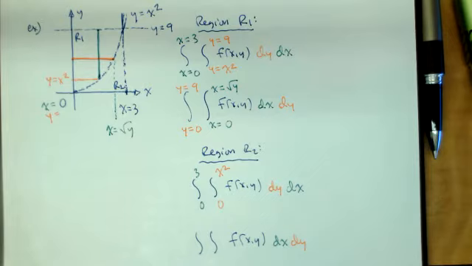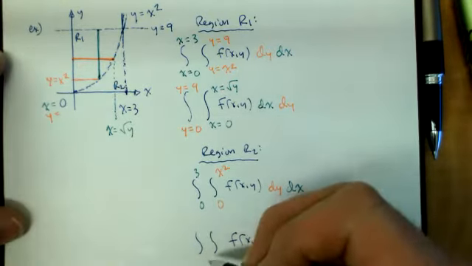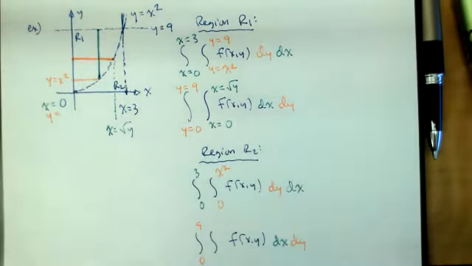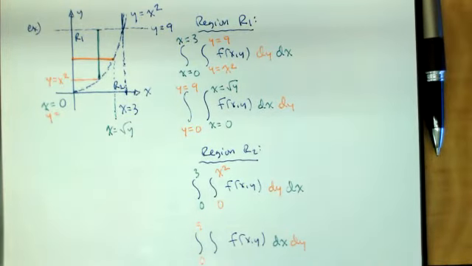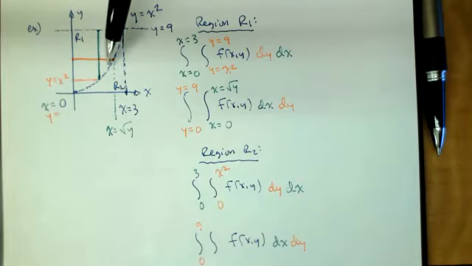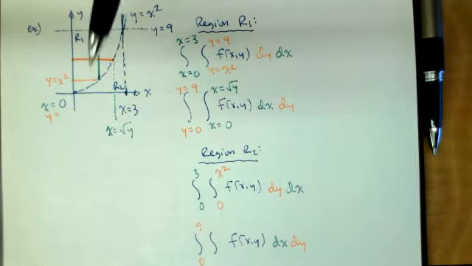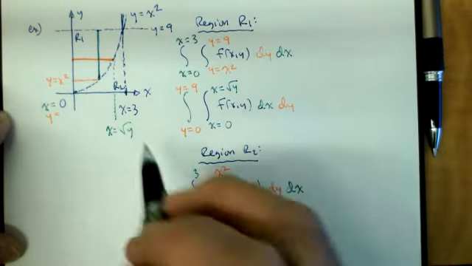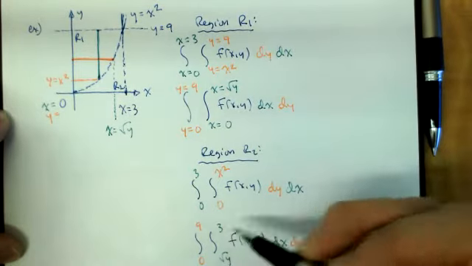Now let's do the same thing with a dx dy integral. Just like before, the lowest y is 0 and the highest y is 9, so the y's go from 0 to 9 as constants. But now we have to describe left to right the x's for a typical value of y. If we pick a typical y value, we head over to the region R2. The region R2 starts when we hit the parabola, so it starts when x equals the square root of y, and it stops when x gets to 3.